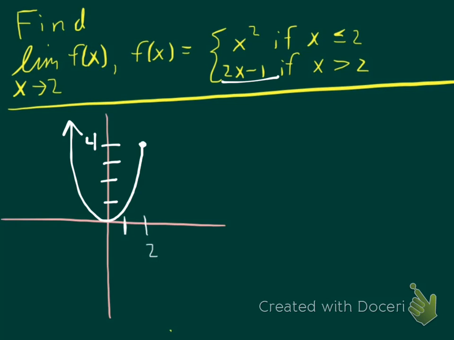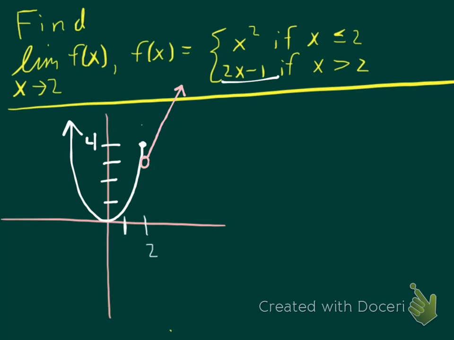And let me do this in a different color. Let me try pink. This has a slope of 2. The second piece has a slope of 2, and when you plug in 2, you get 2 times 2 minus 1, and that's 3. And so let me make sure I get this right. So we have this open circle here and a slope of 2, so up 2 and over 1, and so the line goes up something like that.